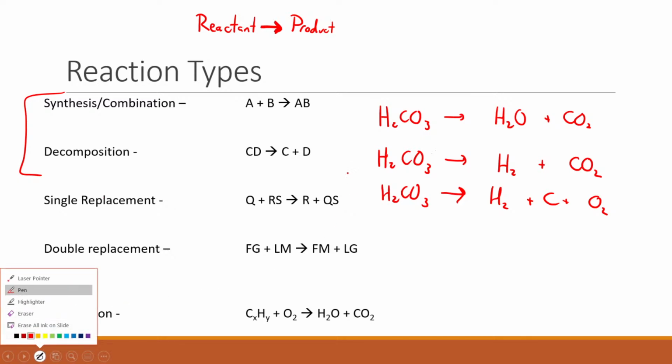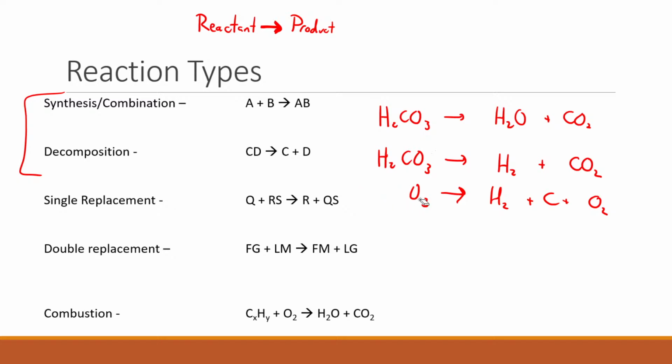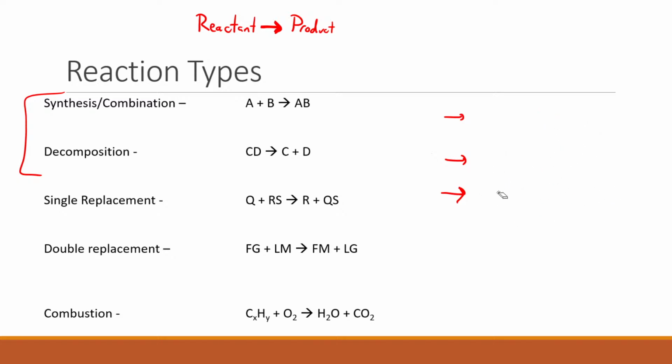Single and double replacement are a little bit trickier, more because the pattern is a little bit tougher to see. When we look over at a single replacement reaction, one element by itself is coming in to replace and kick something else out of a compound. So in this case, Q replaces R in the compound, and we end up with R by itself and Q as a part of the compound.